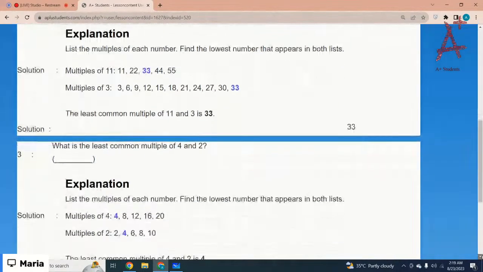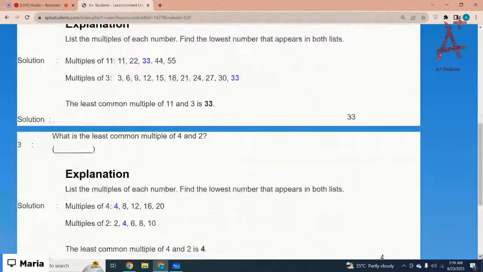Okay, the next example is, what is the least common multiple of 4 and 2? You have to write down the multiples of 4 and 2. So the multiples of 4 are 4, 8, 12, 16, and 20. And the multiples of 2 are 2, 4, 6, 8, and 12. That means the least common multiple of 4 and 2 is 4.